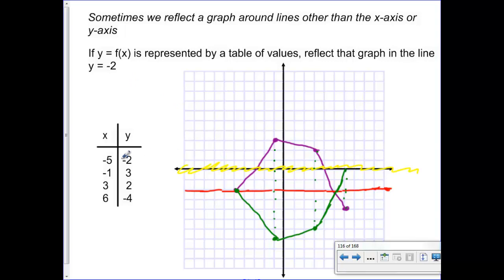Okay. So then what would have happened is this point at 5, negative 2 would still be at 5, negative 2. This point that would have been at negative 1, 3 would now be at negative 1, negative 6. This point that would have been at 3, 2 will now be at 3, negative 5. And this point here that would have been at 6, negative 4 will now be at 6, 0.